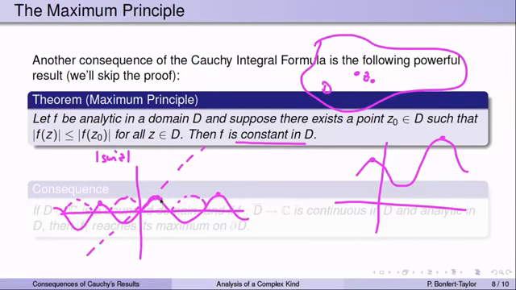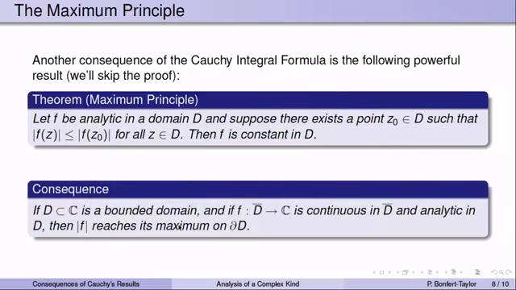So here it gets smaller, but there must be another direction in which it gets bigger. And that is indeed the case. Here's a consequence. Suppose D is a bounded domain, and f is a function that's continuous in D, including its boundary, and analytic in D. Then the absolute value of f reaches its maximum on the boundary.